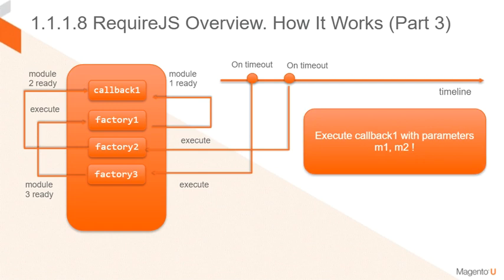Another timeout function, or even the same one, will execute factory 2 and generate the exports 2 object. After that, Module 2 will trigger a notification to callback 1 that it is fully loaded and the exports 2 parameter is ready for callback 1 to consume. Since callback 1 doesn't have any unresolved parameters now, and both requested parameters, exports 1 and exports 2, are ready, callback 1 will be executed with the parameters m1 equals exports 1 and m2 equals exports 2.